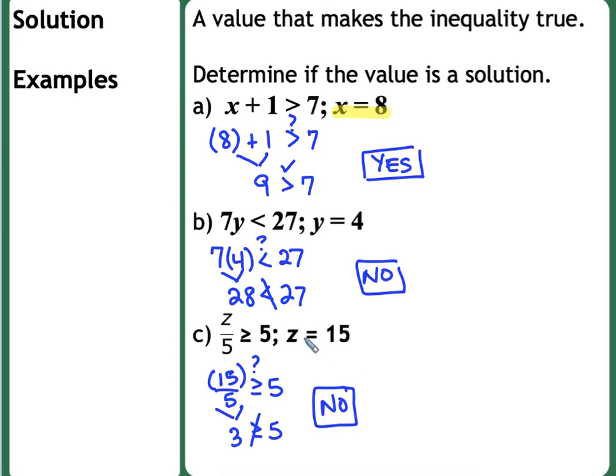So again, we're just substituting in the value for the variable, and then we're seeing if we get a true statement. So go ahead and try the on your owns.